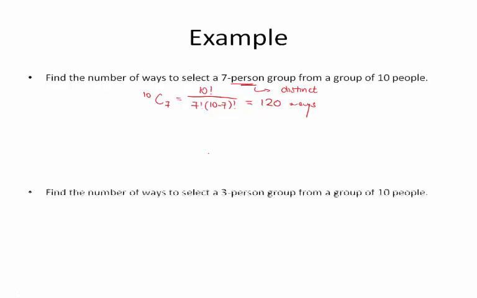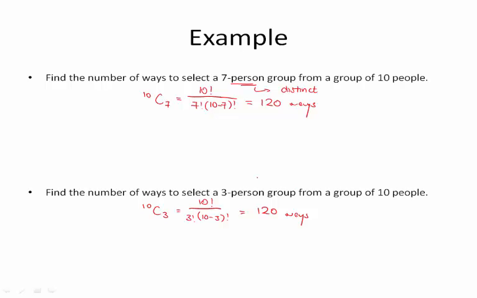Let's look at the next example. Find the number of ways to select a 3-person group from a group of 10 people. Again, if you apply the same concept, this would be 10 choose 3, and that gives us 10 factorial over 3 factorial and 10 minus 3 factorial. And this still gives us the same answer of 120 ways.